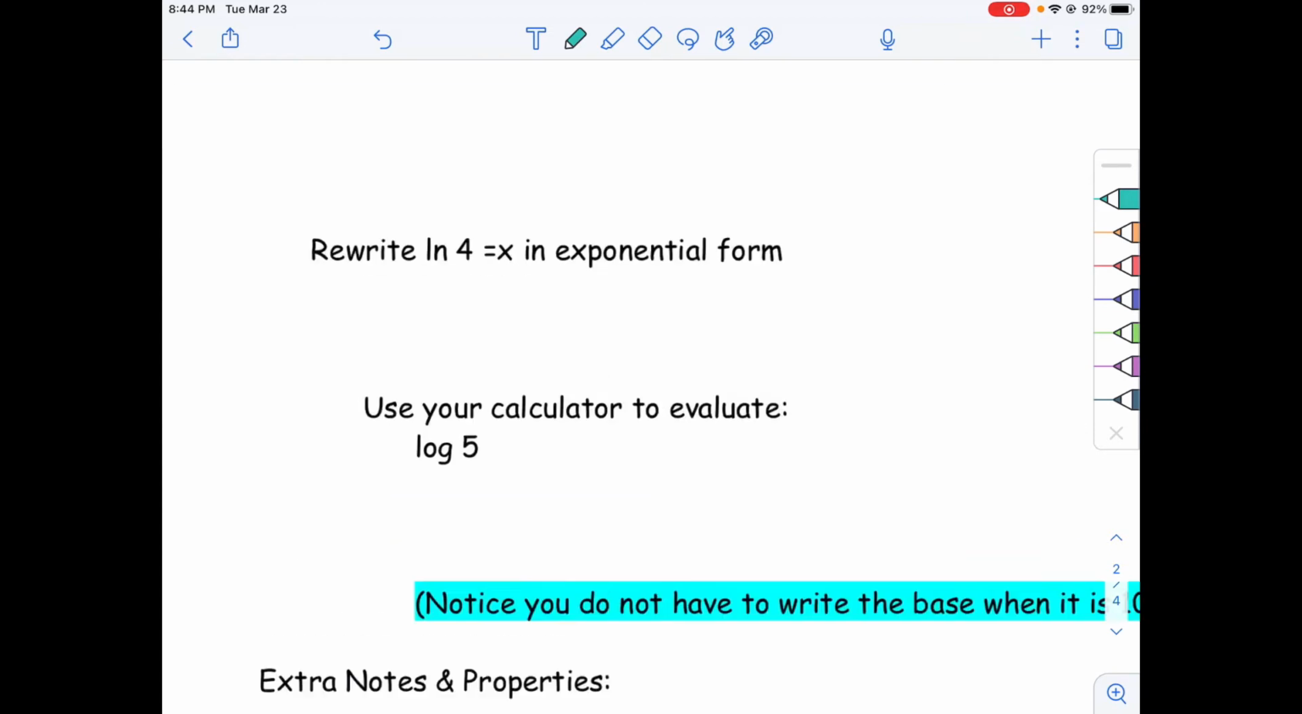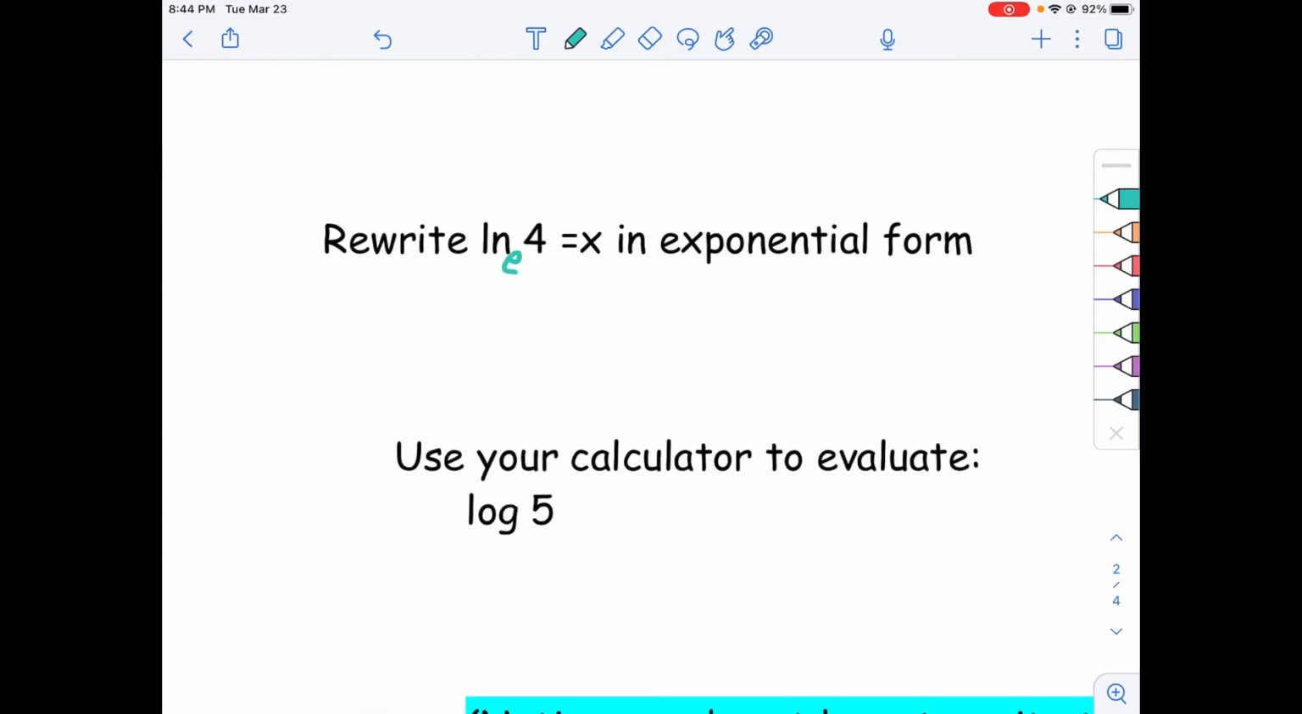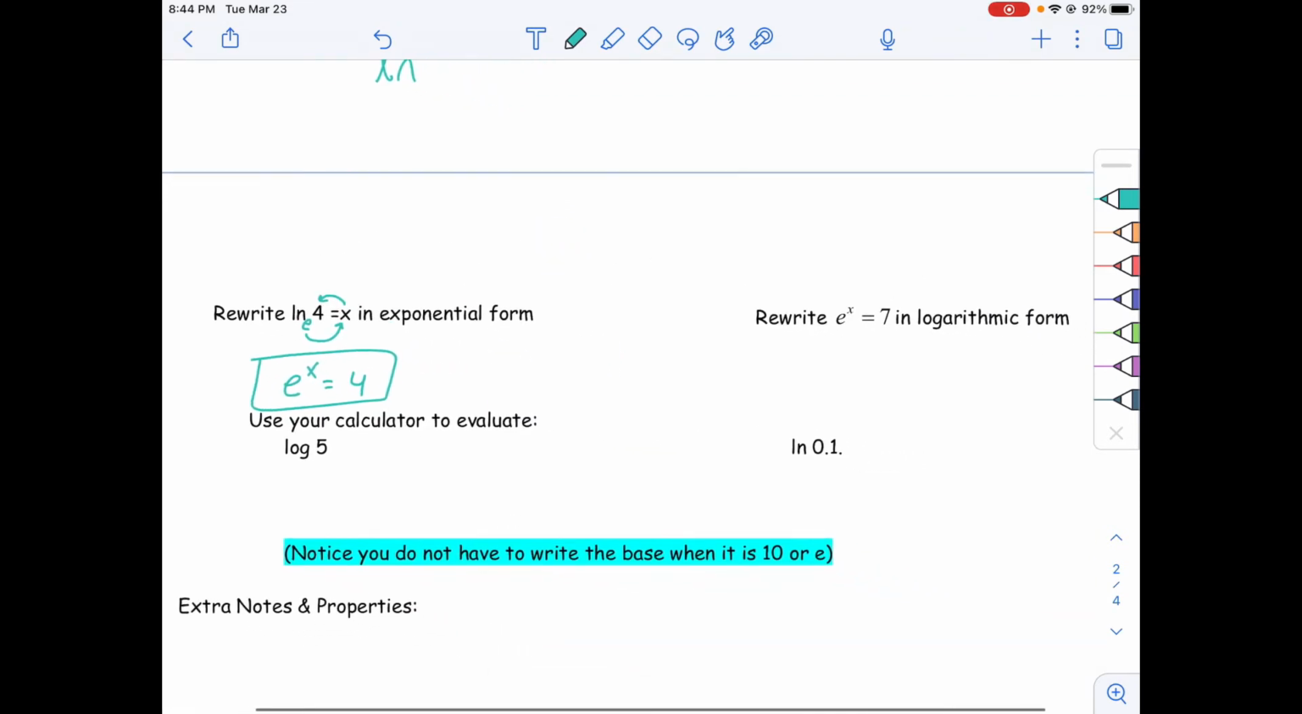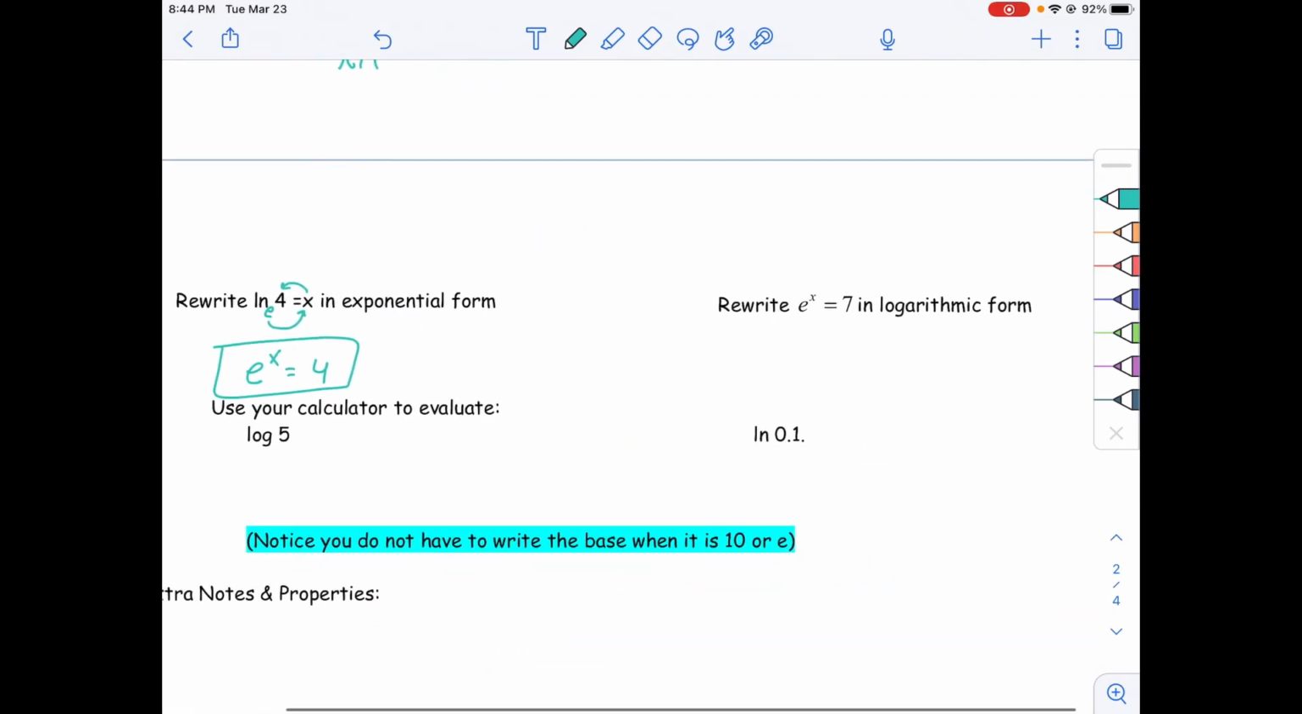Rewrite ln 4 equals x in exponential form. Well, we know the base on ln is e, okay? So this is saying e raised to the x is equal to 4. And that would be rewritten in exponential form.